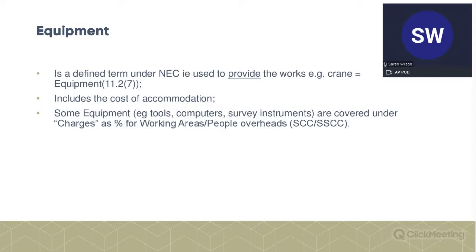So that's the first item. That's your people cost. The second item in the schedules is the equipment. For example, your plant, your machinery, your cranes, your diggers, etc. It doesn't include some of your small tools, because as we've already seen, some of that is included in that funny heading for charges. So just bear that in mind.